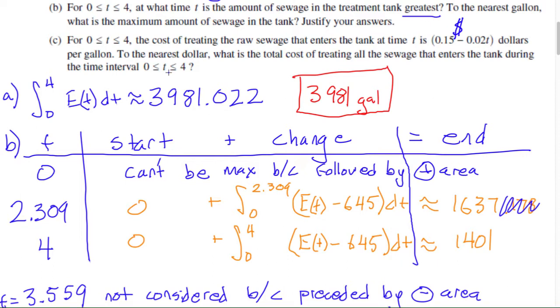So we now need to multiply this cost by the amount of sewage that's entering. Again, we don't have to worry about what's being subtracted. I'm only considering what's entering the tank. So I need to multiply E of T times the cost, because it's just cost times amount. Cost times amount is the total cost, right? So E of T times this thing.